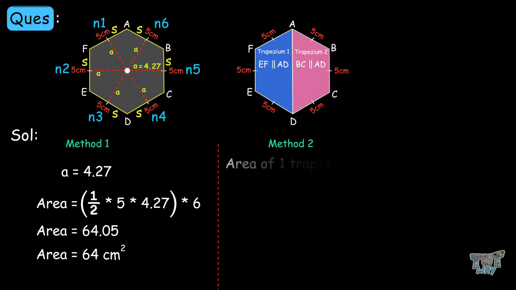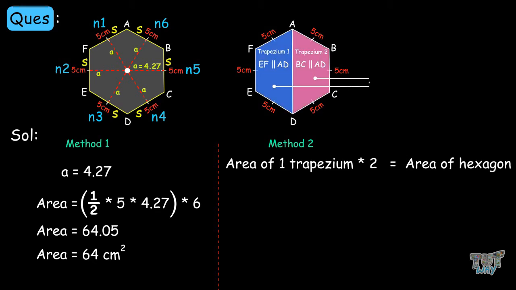We'll find the area of one trapezium and then multiply it with 2 to find the total area of the hexagon. Because these two trapeziums are congruent figures. They have the same lengths of the parallel side and the other sides. So that means that they are exactly the same. All sides measure 5 centimeters.